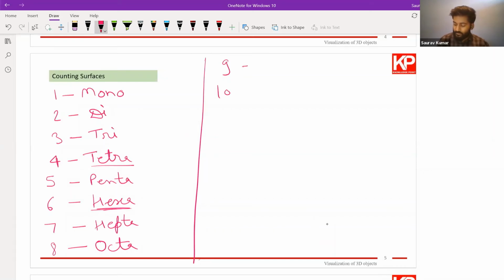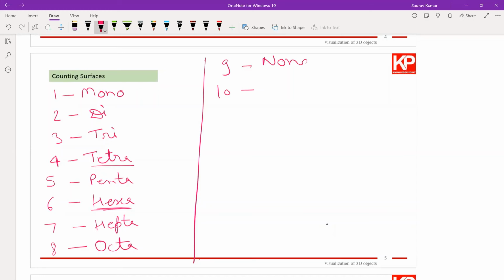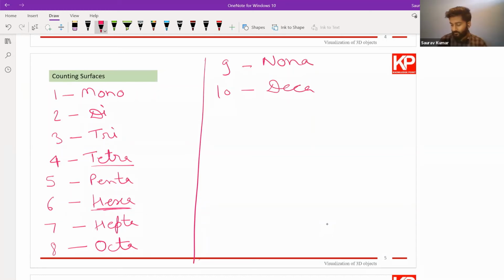Then we have 9 and 10. So those would be? Nona, yes, and deca. But we are not done with 10 because NATA also asks for 12, and NATA also asks for 20. So we need to also think about them. So what would 11 be?